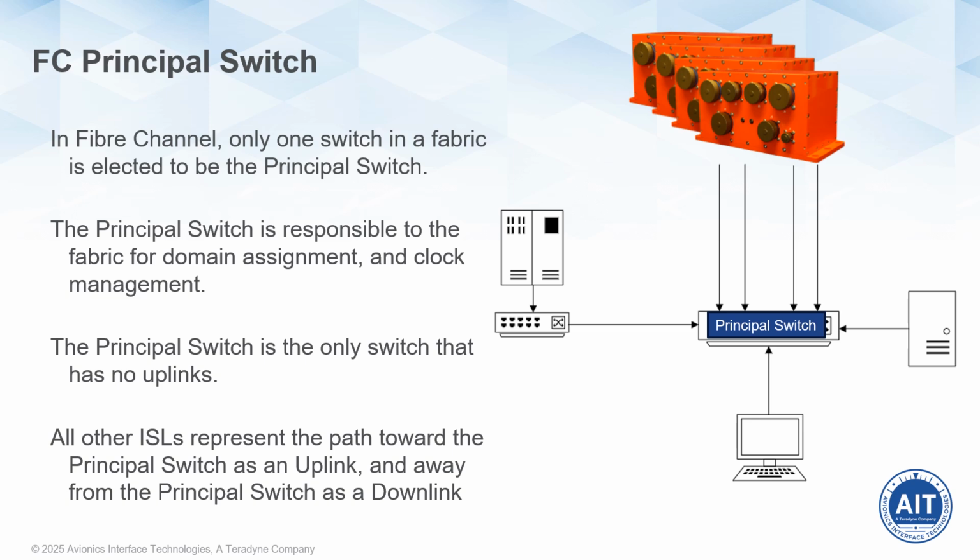Principal switches, once elected, resolve each path as either an uplink or a downlink. The principal switch has no uplinks by definition. So any path toward the principal switch is just referred to as an uplink, and any path away from it would be referred to as a downlink.